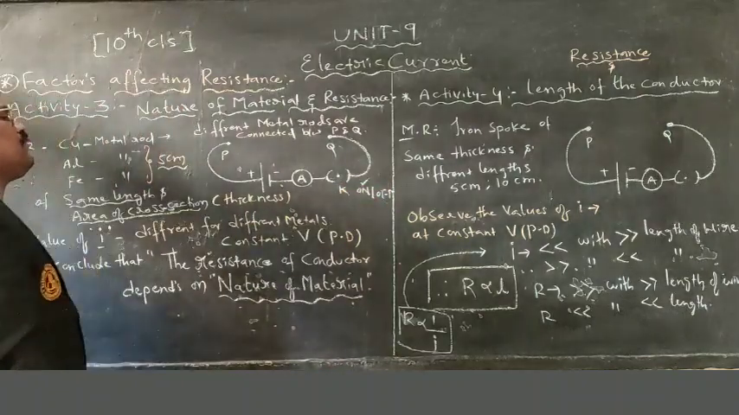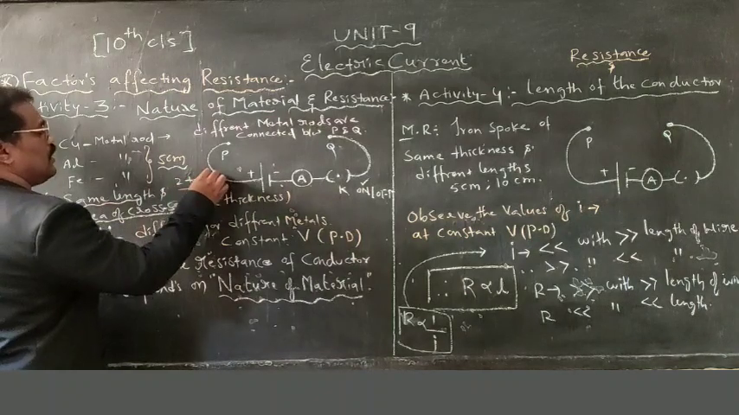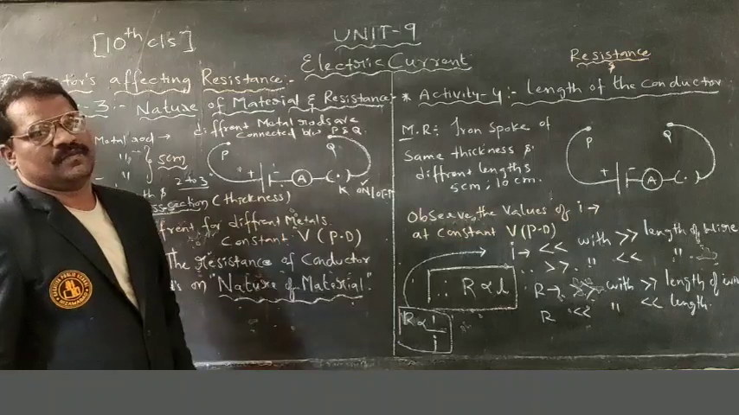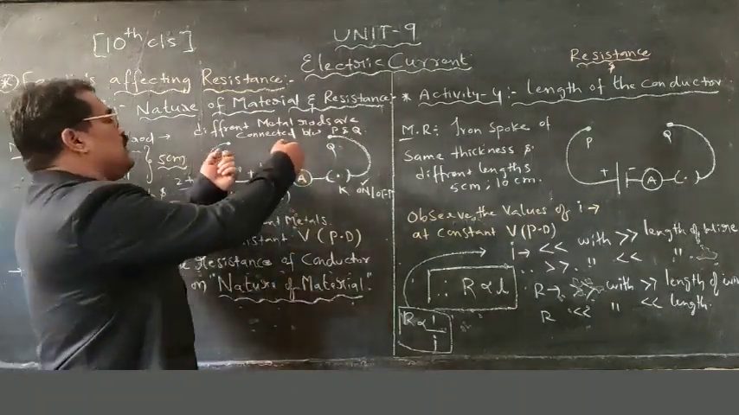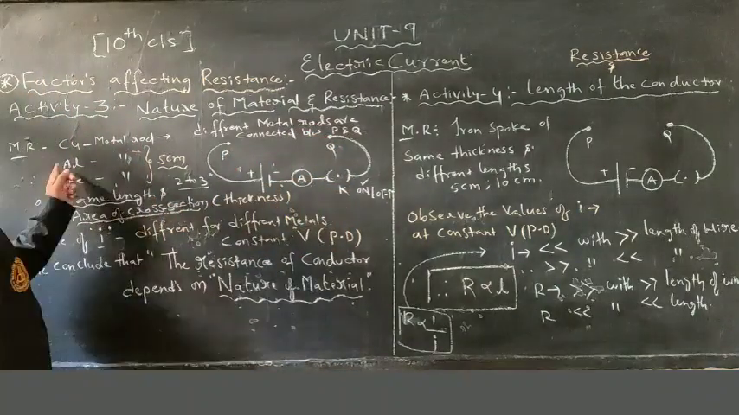Allow the current to flow for 2 to 3 minutes. Note down the reading of the ammeter. Then afterwards switch off the key. After switching off the key, slowly take the copper metal rod aside. Then replace it with what?